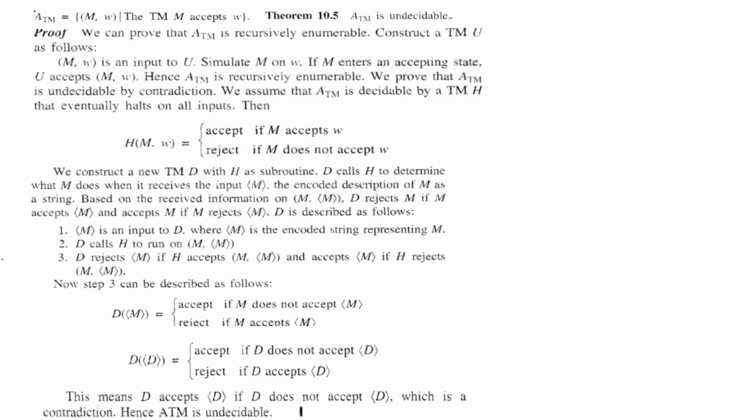So here let us take this example, ATM. ATM is a language made up of M and W, and the definition says the Turing machine M accepts the string W. The theorem associated with this language definition is: the language ATM is undecidable. Now we have to prove this theorem that the language ATM is undecidable.